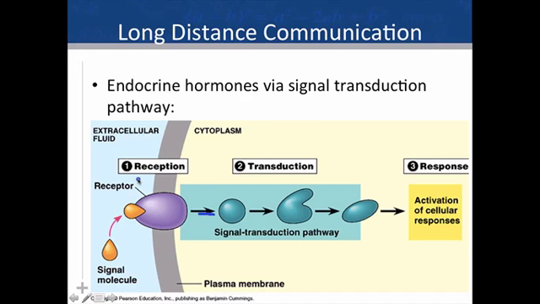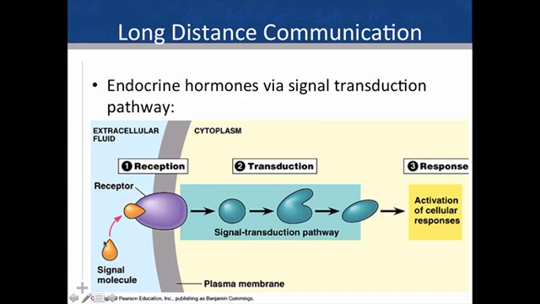So the basic components of the signal transduction pathway are first reception of the signal, then transduction, which is like a translation of the signal, and then some sort of cellular response is going to occur in the classic signal transduction pathway without the signal having to even enter.